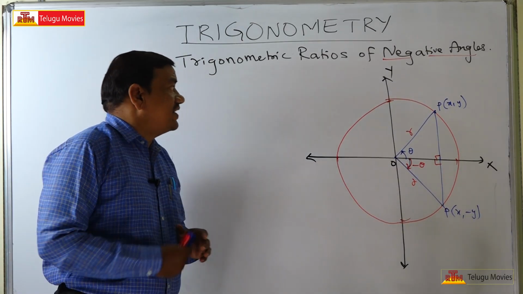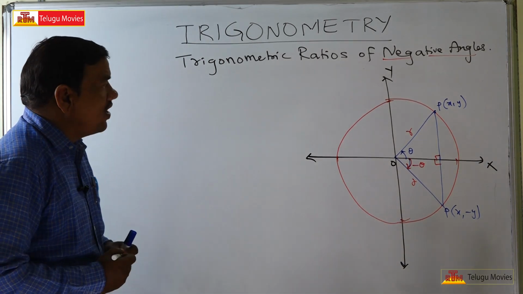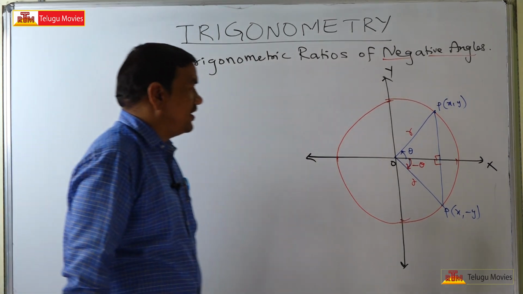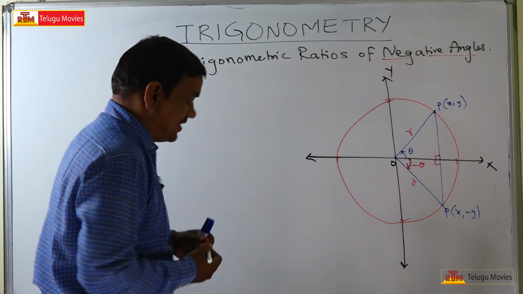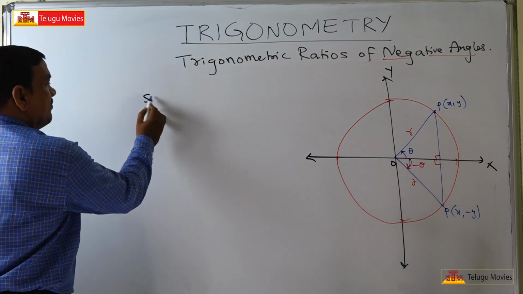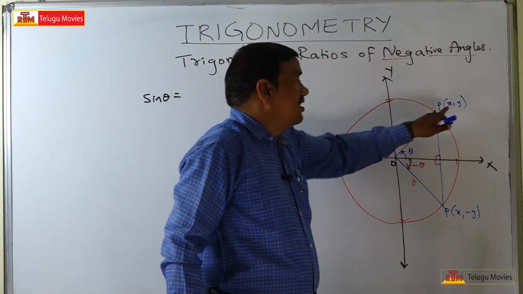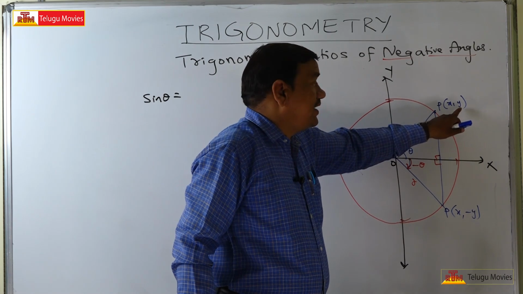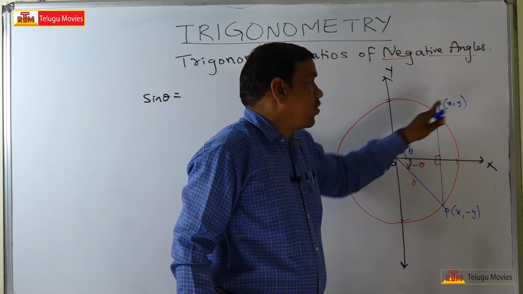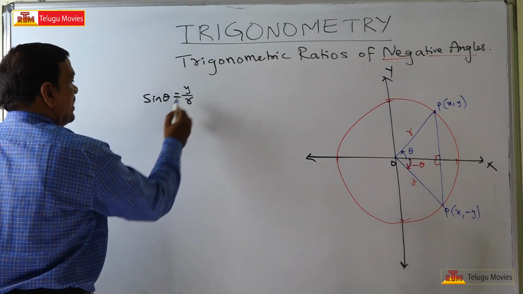Let us see the trigonometric ratios of negative angles. First of all, I will define the trigonometric ratios of a positive angle: sine theta, cos theta, tan theta. In yesterday's class I told you about sine theta. What is the definition of sine theta? The y coordinate, not the x coordinate, please remember, to the radius of the circle. The y coordinate to the radius of the circle: y by r.